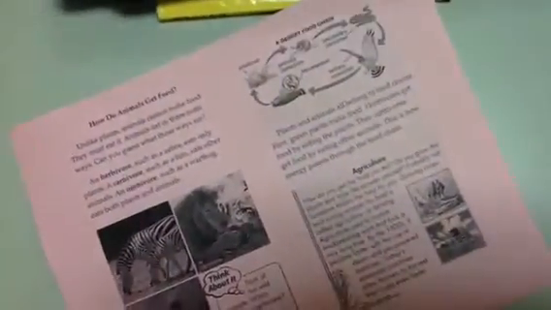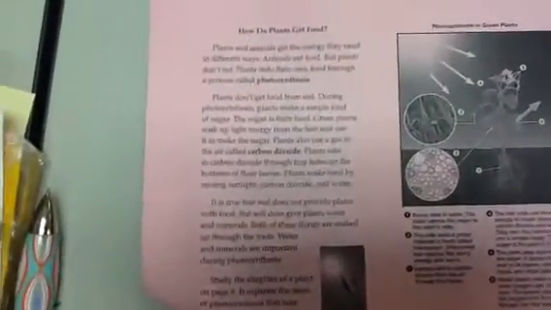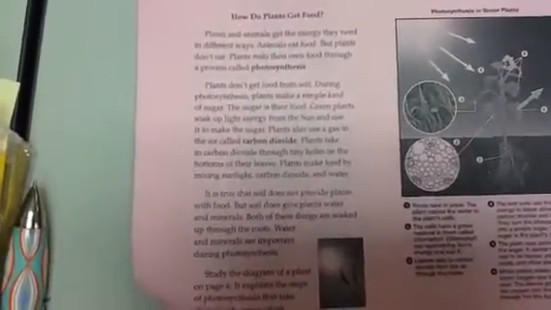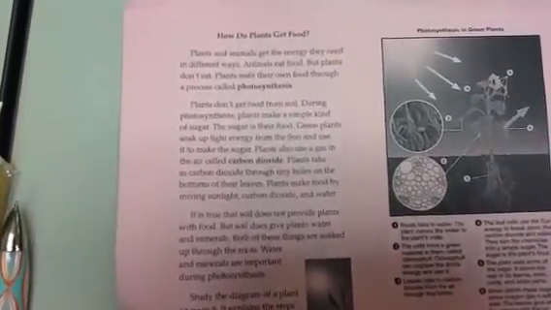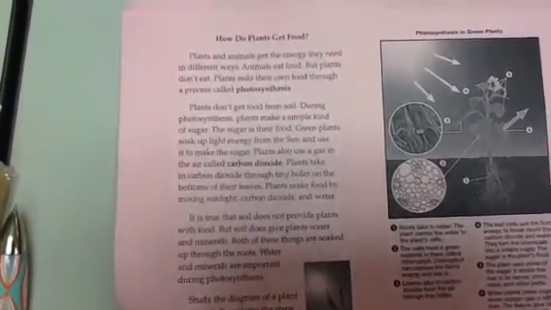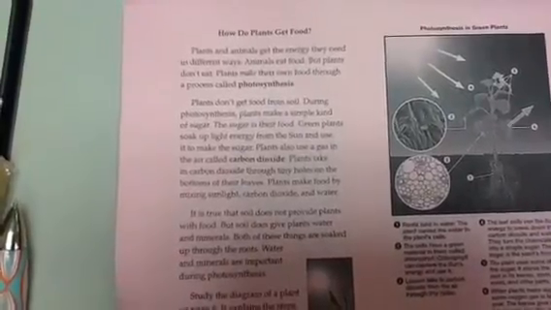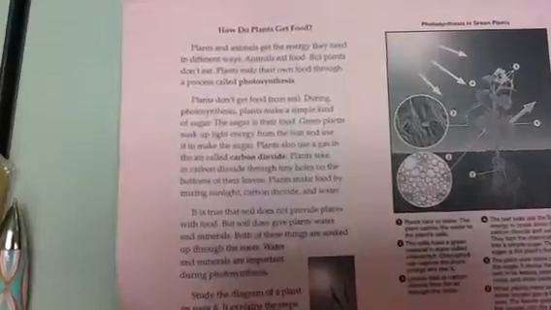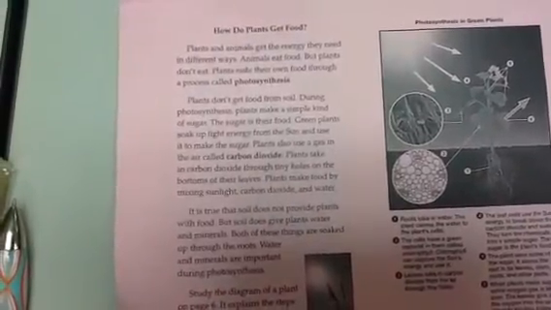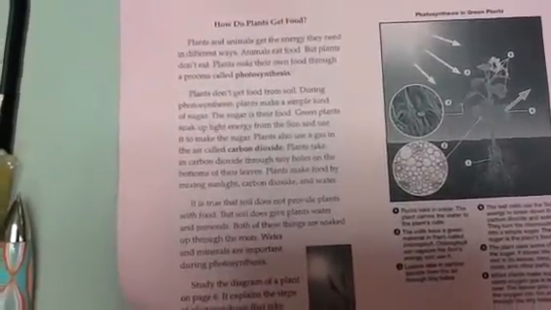Page 5. I missed it. I looked at the bottom and it didn't look right, so I had to go back. There's my heading: how do plants get food? Plants and animals get the energy they need in different ways. Animals eat food, but plants don't eat. Plants make their own food through a process called photosynthesis. Remember, they're producers. They produce their own food.